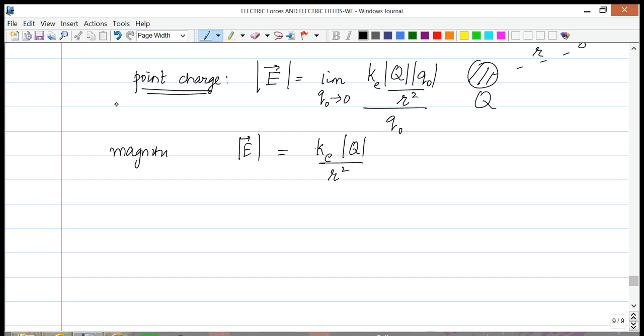And what we know is that the direction is very simple. It is away from the charge for a positive charge, or towards the charge for a negative charge.